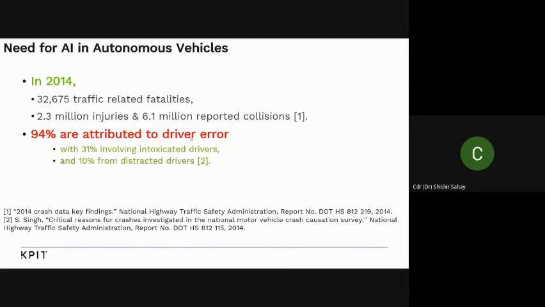The next slide tells you what was the need for artificial intelligence in autonomous vehicles. And you'll be shocked to know that in this 2014 data, 94% of the accidents are attributable to driver error. And the worst part, and this is from the USA, believe me, ladies and gentlemen, where the laws against intoxicated driving are very, very stringent, but still of these 94% accidents, 31% of them were attributable to intoxicated driving.